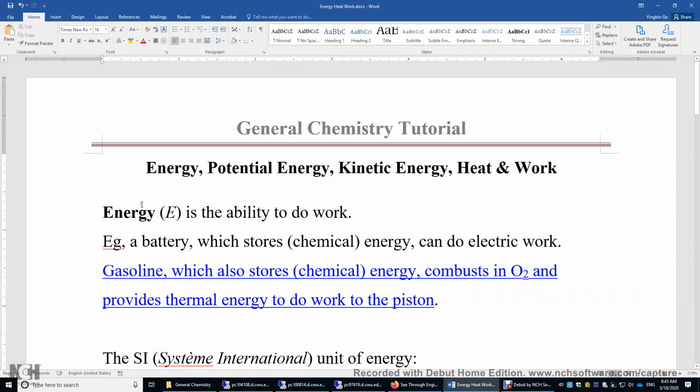In this video, I will talk about energy, potential energy, kinetic energy, heat, and work. Energy is the ability to do work. For example, a battery, which stores chemical energy, can do electric work. Gasoline, which also stores chemical energy, can combust in oxygen and provide thermal energy to do work to the piston.